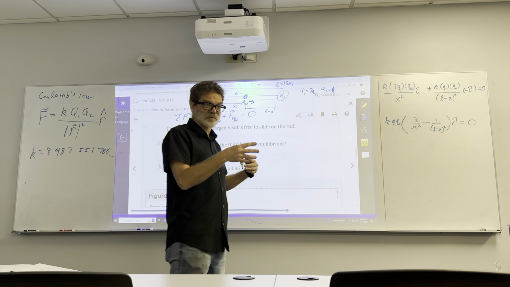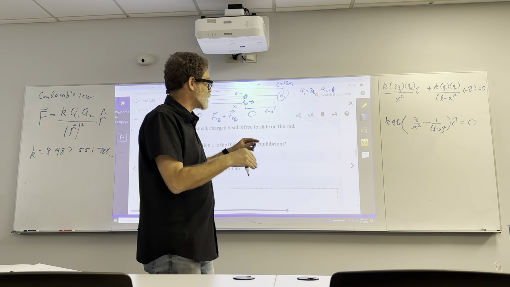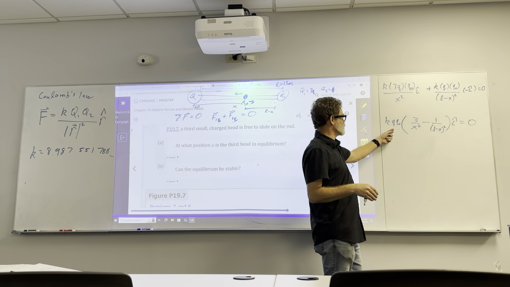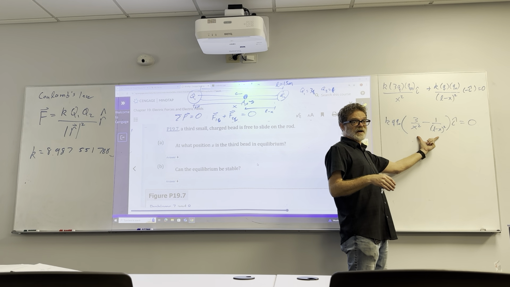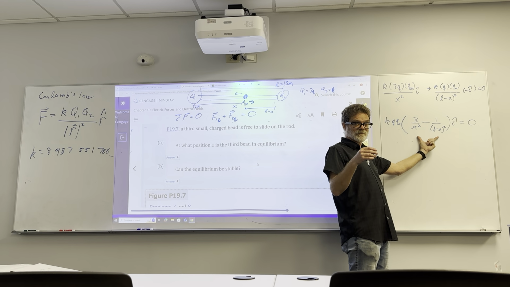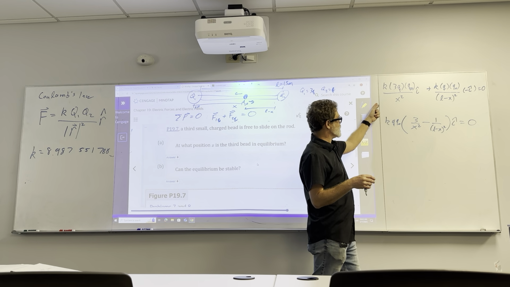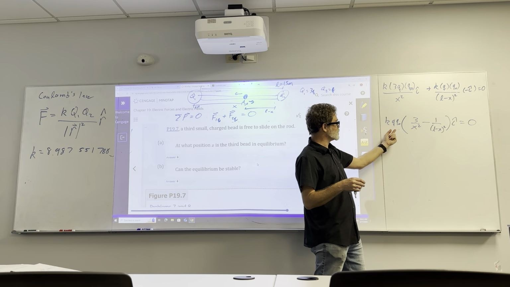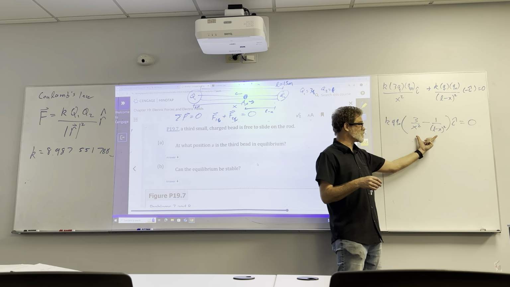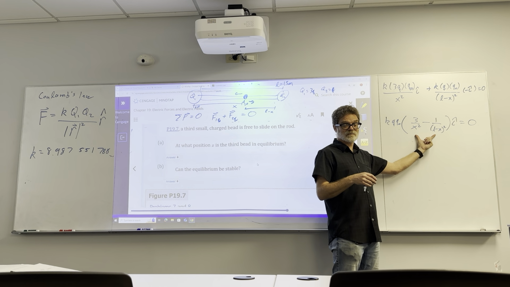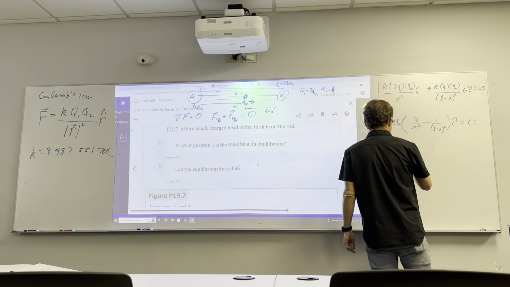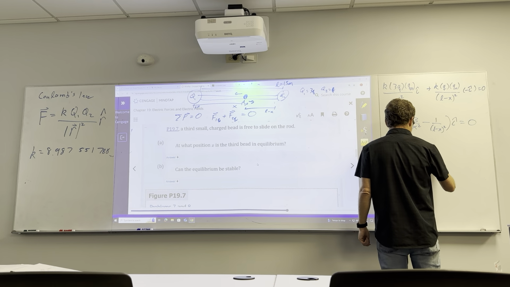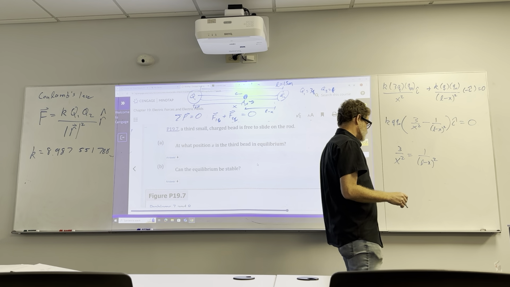Now I just factored out the stuff so I can look at what's 0. K's not 0. Q and Q naught aren't 0. That means this has to be 0. You guys see that? When I factored it out, I have K times Q naught, and none of these are 0. So the thing in parentheses has to be 0. That means I can set 3 over X squared equal to 1 over L minus X squared.